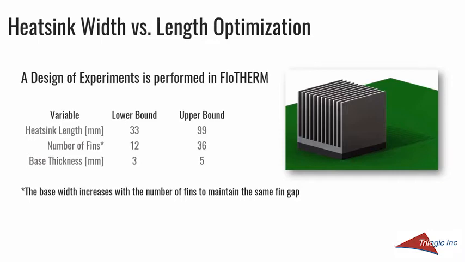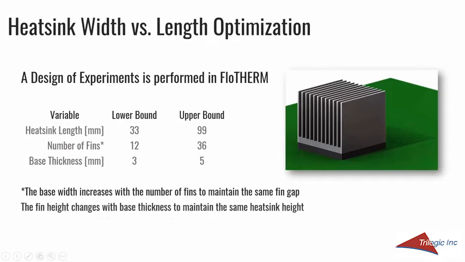I also included base thickness, so I allow the base thickness to go anywhere between 3 and 5 millimeters. So the fin height changes with the base thickness to maintain the same heatsink height. I think that's probably a natural way to do any kind of optimization in many cases, because you have a specific volume, and lots of times it's a balance between fin area and base thickness, especially as the heatsinks become oversized and there's a spreading resistance through the base.